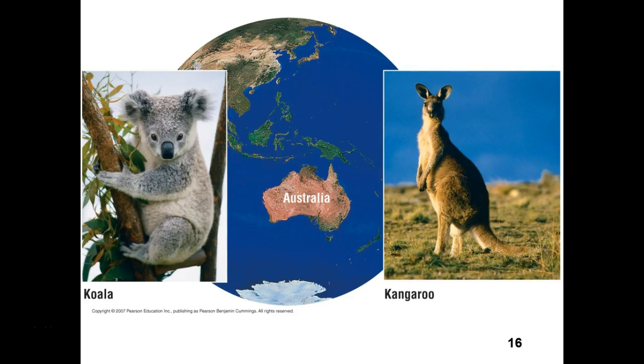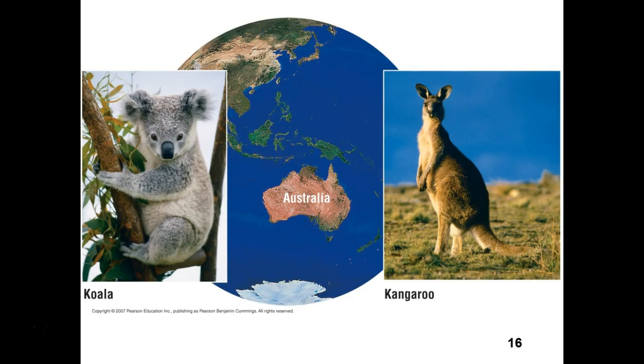So when they are born, they then move into a little pouch that mom has, and mom carries them in that pouch for a few months before they can actually move out on their own.